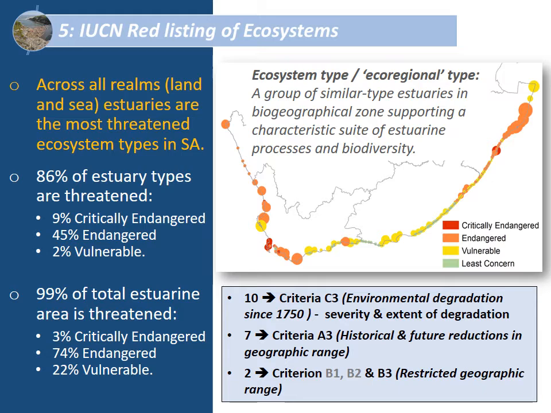They use the IUCN grading from least concern to endangered and critically endangered, the red colors on the map. We found that 86% of estuary types were threatened, with 9% critically endangered and 45% endangered. But if we calculate this by area, 99% of total estuarine area is threatened, 3% critically endangered and 74% endangered.